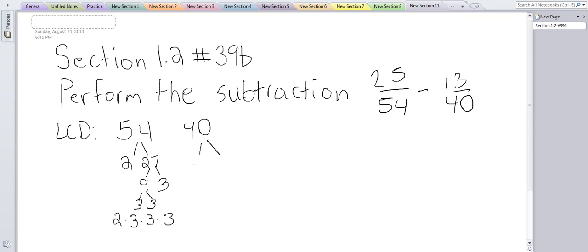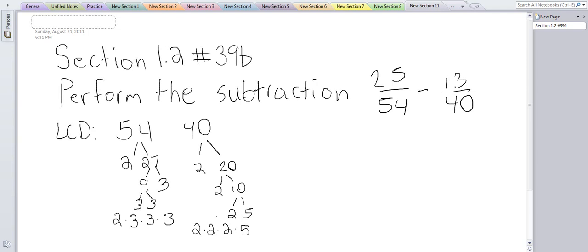And this 40 is 2 times 20. This 20 is 2 times 10. And this 10 is 2 times 5. So 40 is also known as 2 times 2 times 2 times 5. And you can check to make sure that that's still 40.